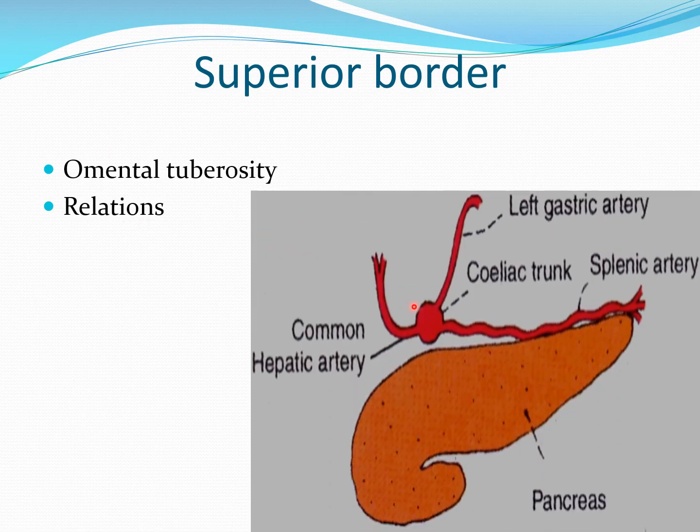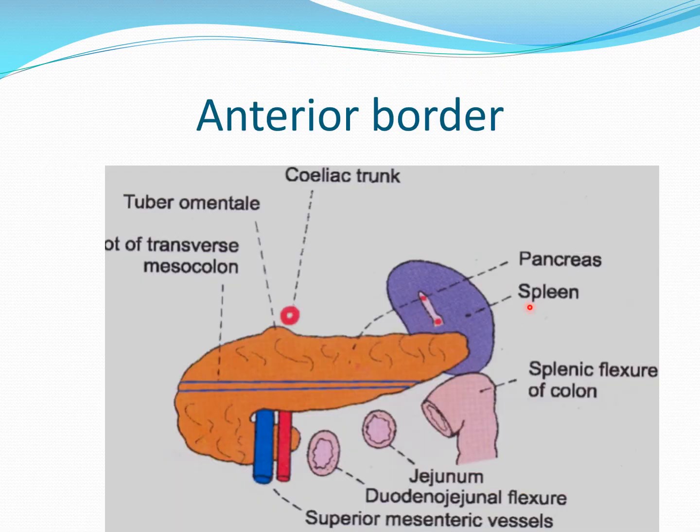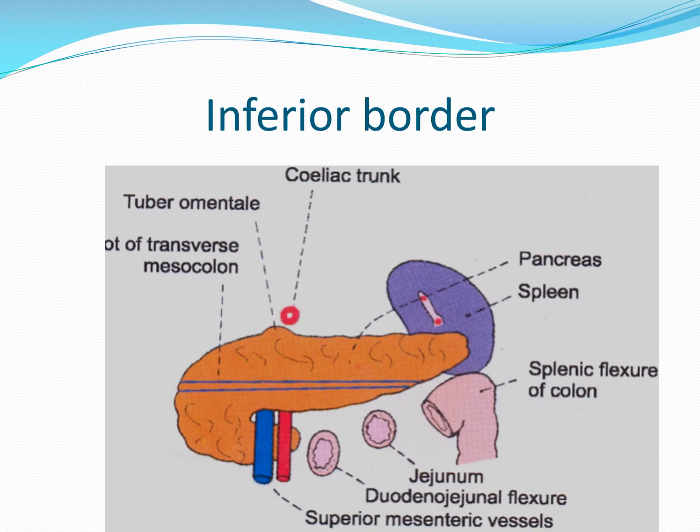Here you can see superiorly it is related to the celiac trunk, and it has three branches: common hepatic artery, left gastric artery and splenic artery. This relation is the superior border. The anterior border provides the attachment to the root of the transverse mesocolon, and the superior border is related to the celiac trunk. So these are the anterior border and superior border.